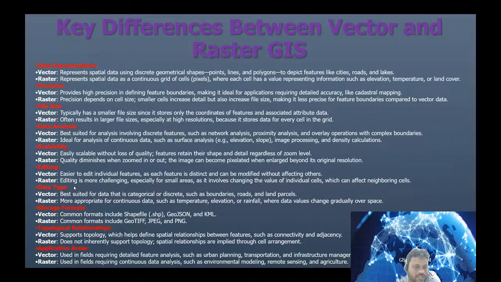Storage: vector is commonly stored in SHP, JSON, and KML files. Raster commonly includes GeoTIFF, JPG, PNG, or PDF. Topological relationship: vector supports topology, which helps define spatial relationships between features such as connectivity and adjacency. Raster does not inherently support topology. Spatial relationships are limited, so topology errors are not found in raster data. Application area: vector is used in fields requiring detailed feature analysis such as urban planning, transportation, and infrastructure management. Raster is used in fields requiring continuous analysis such as environmental modeling, remote sensing, and agriculture.